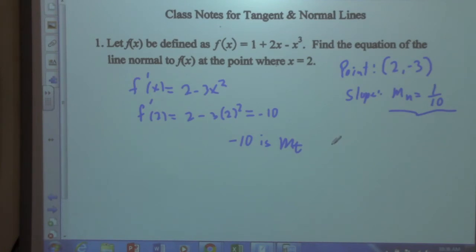Oh, I meant 1/10. So it's going to be 1/10 times x minus 2. y plus 3 equals 1/10 times x minus 2, okay?